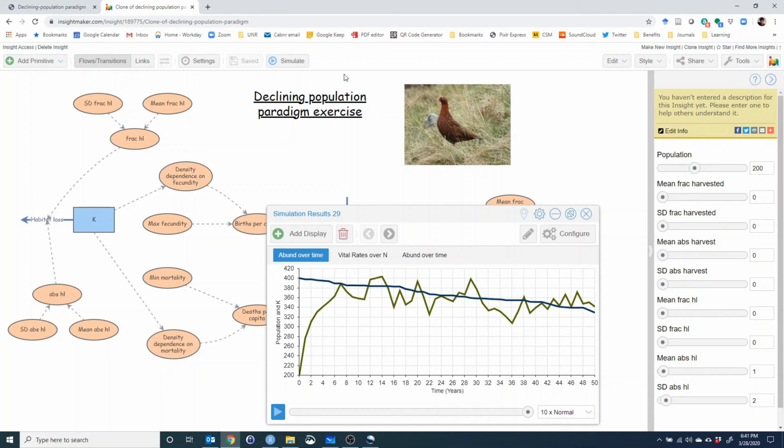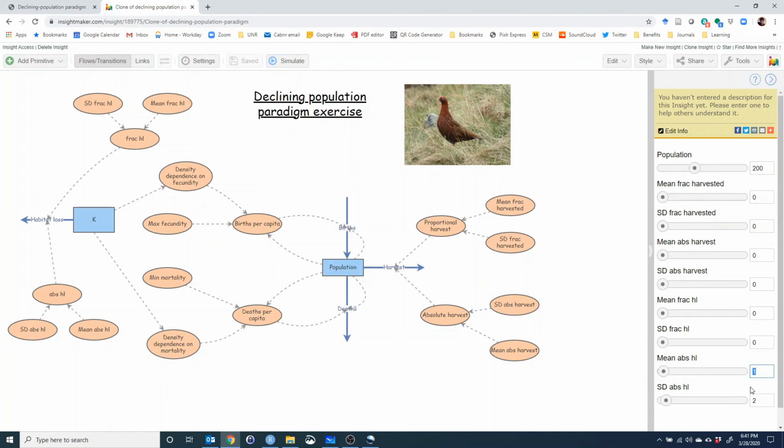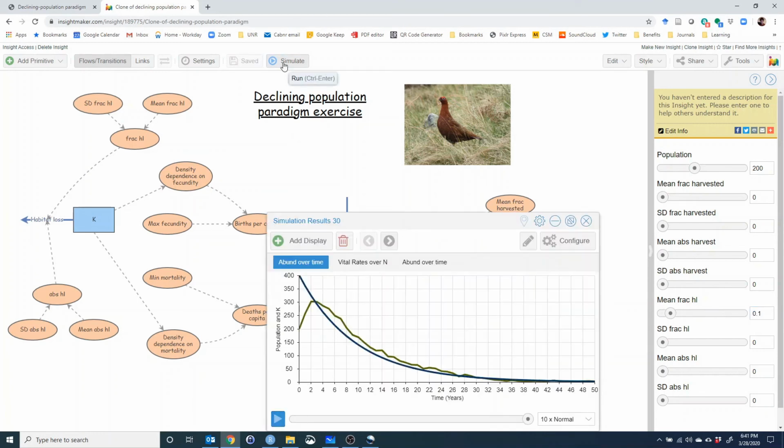All right. So we looked at 10% fractional habitat loss. It didn't look so good. That was not very good looking for the population. Here we go. Run it one more time. And that's what it looks like. So not so great.